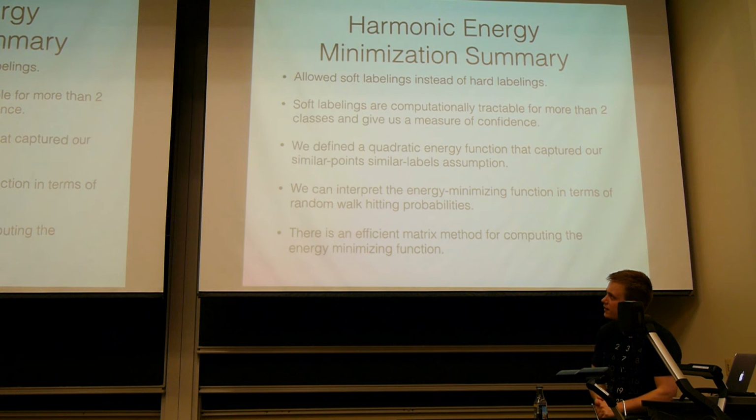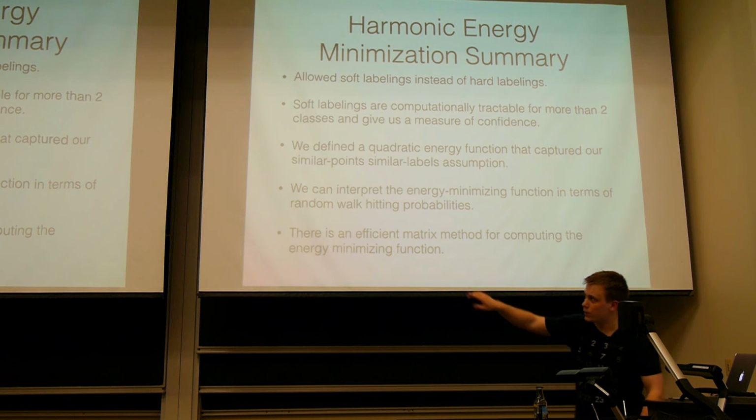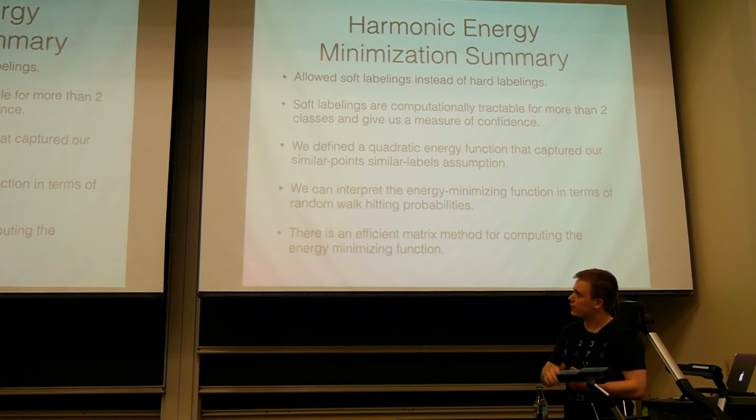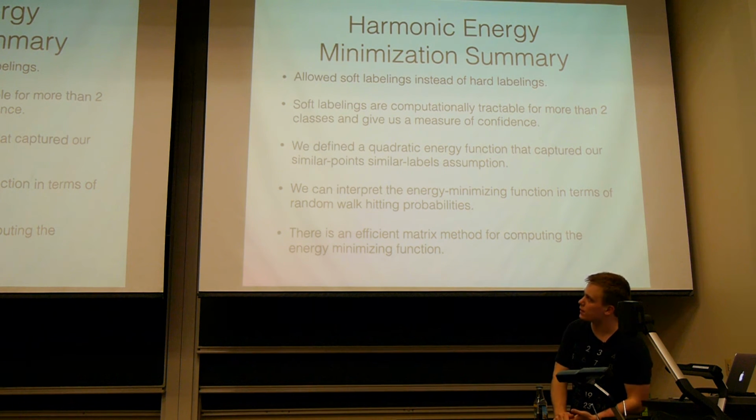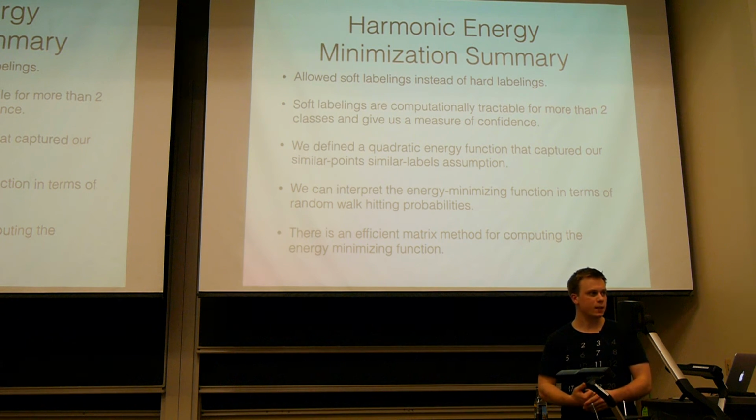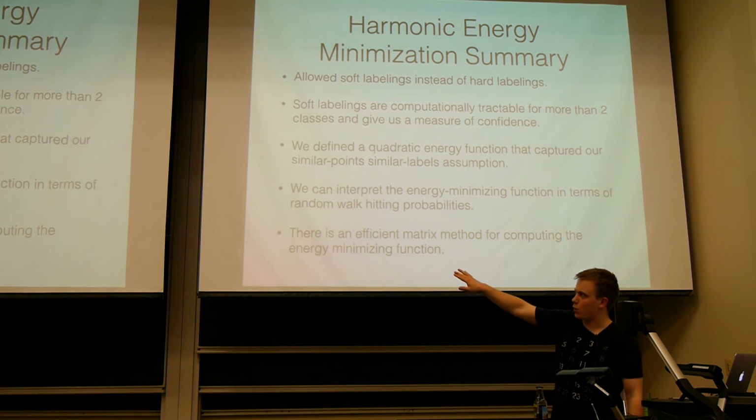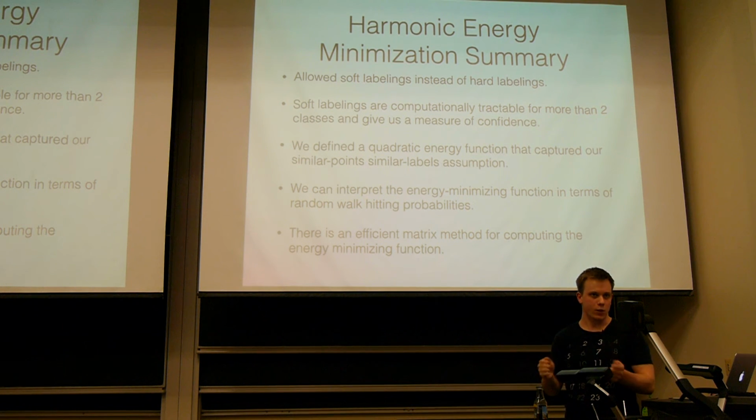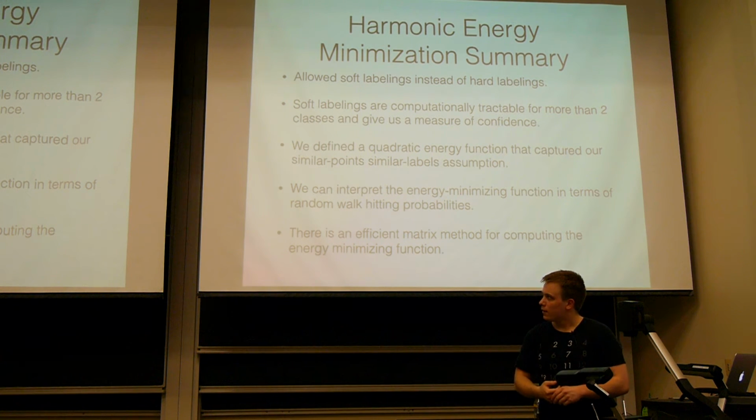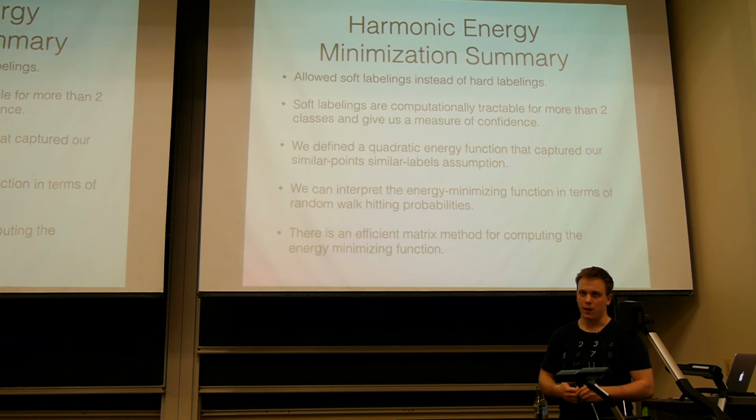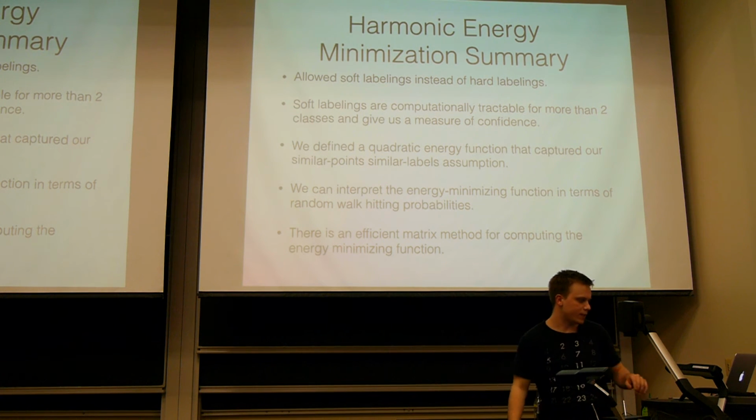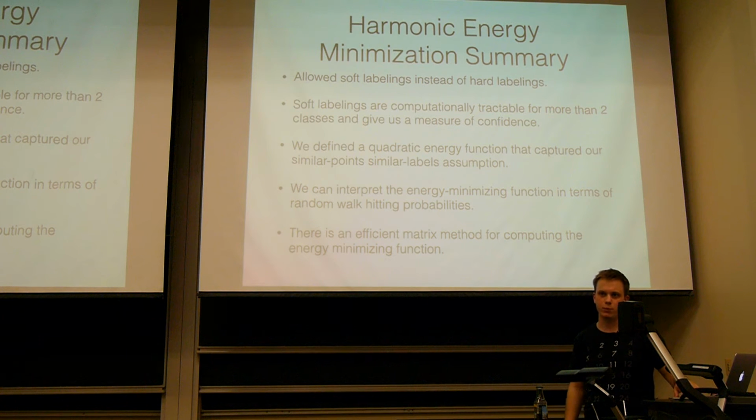Okay, so just to summarize, the really major difference between this and the graph min-cut was that here we allowed soft labelings, and we did that for two reasons. One is that you can generalize this more easily to when you have more than two classes. And the second reason was that if you have some notion of confidence, this can be a useful thing. Then we had this quadratic energy function that was trying to capture this notion of similar points having similar labels. And then we talked about the properties of the energy minimizing labeling, and then said that there was this efficient matrix method for computing the function when you have those matrices in hand, and the computational power to invert them.